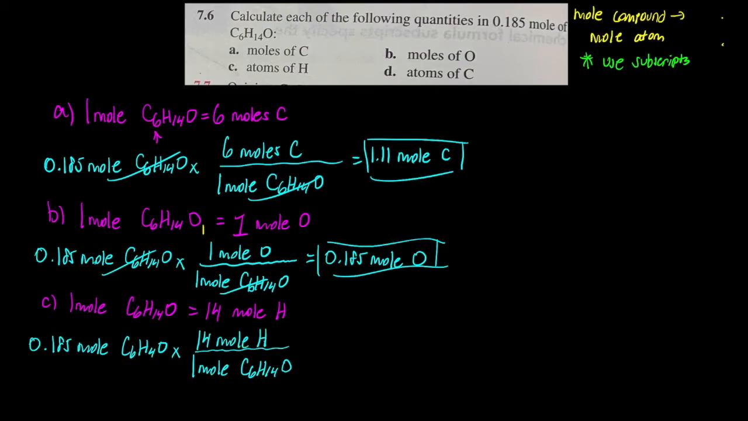So let's cancel out those. And grab your calculator again and type in 0.185 times 14. And we want to round this obviously to 3 sig figs, and our calculator just shows us 3, so that's great. 2.59 moles. Which element? Hydrogen.